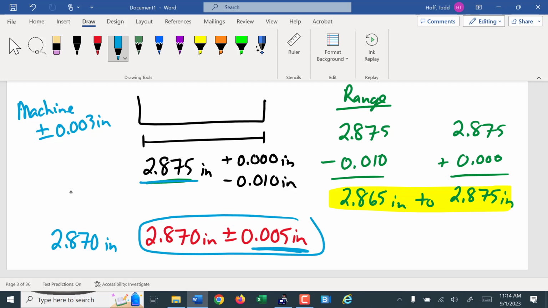But if it's listed like this, it's telling you we'd rather have it towards the top end. You're going to set your machine at 2.872, knowing that the plus or minus 3 is still going to keep you in that range, but we're getting closer to the bigger side where we really want it to be. Does that make sense?